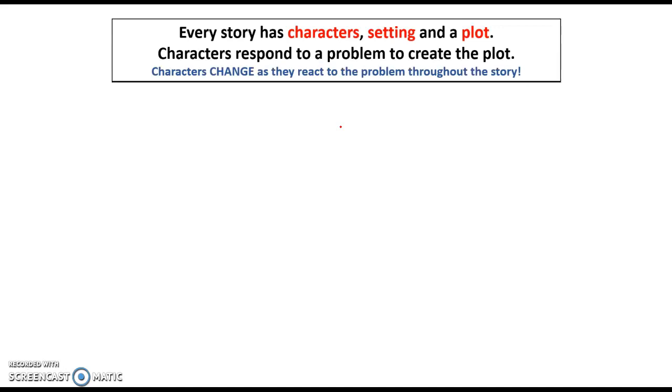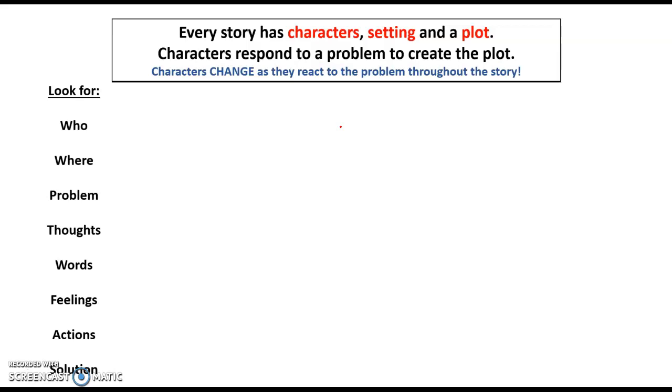So we talked about how every story has characters, setting, and plot. We know the characters respond to a problem to create the plot. Well, those characters normally change as they react to the problem throughout the story. So they really grow, maybe not physically, but maybe emotionally, or maybe they get more mature, they change their opinions.